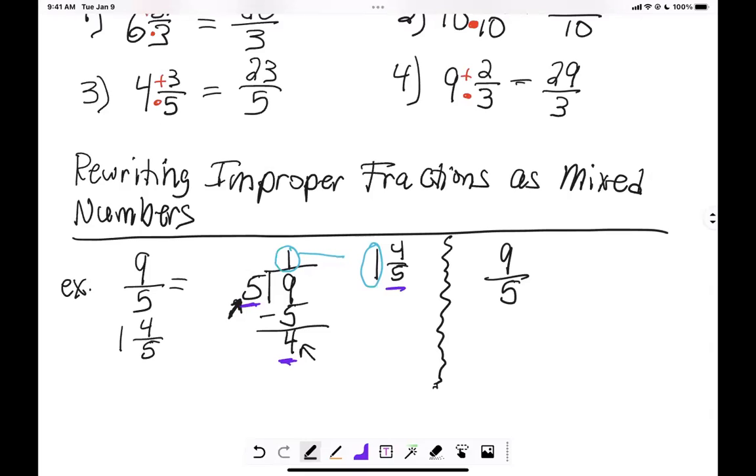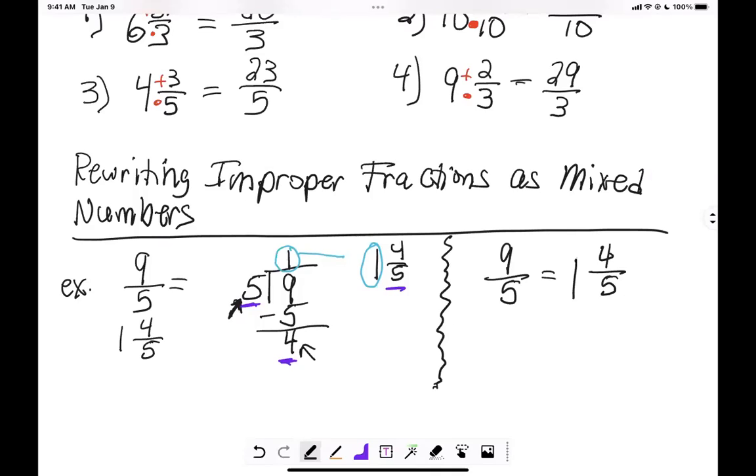Hey, here's my cute little way. It's all about words, so listen to what I say. It's something like long division. How many 5s are in 9? I know there's 1. I can't do 2, that's 10, right? 1, 5, and 9. How many are left over? Well, if I take 5 away from 9, I have 4 left over. So I have 4 out of 5 left. 1 and 4/5.